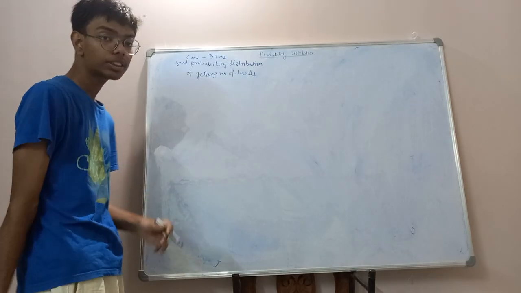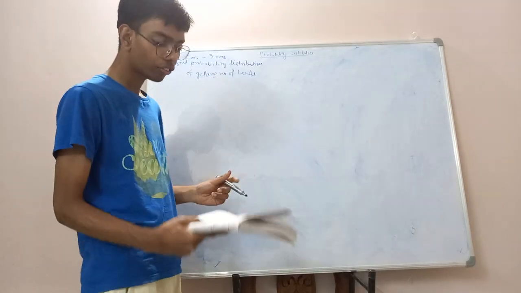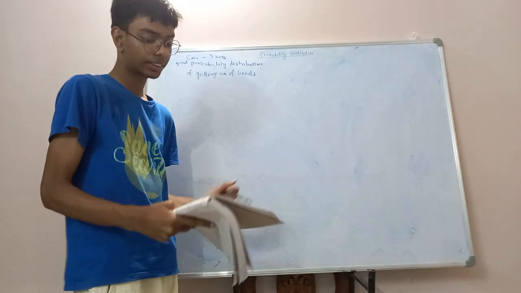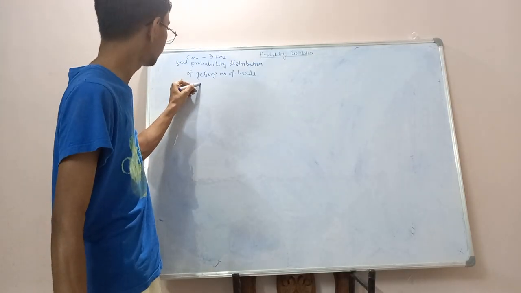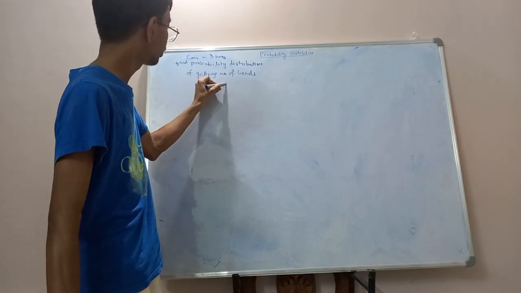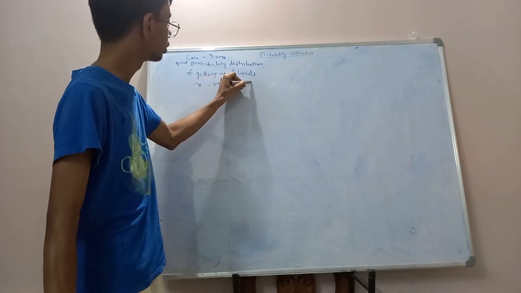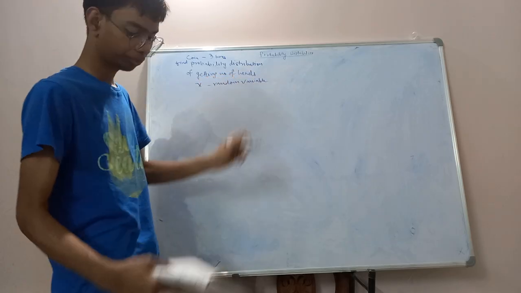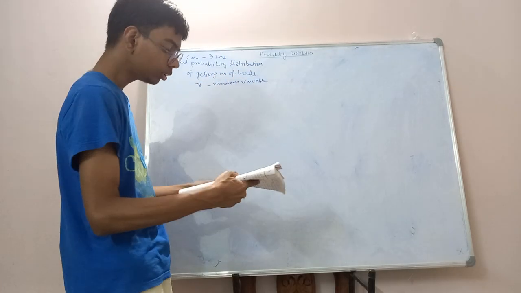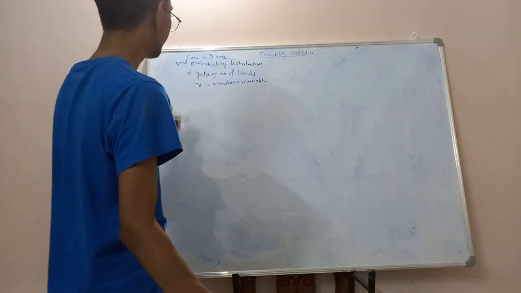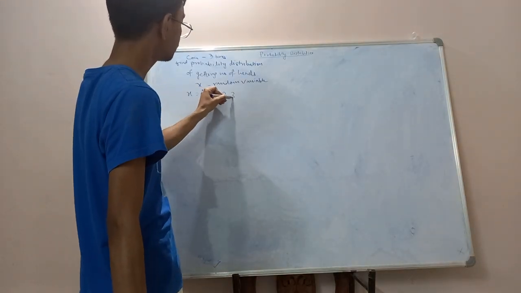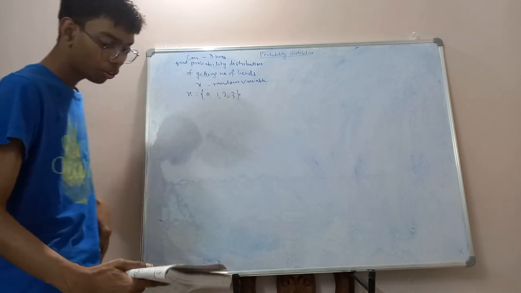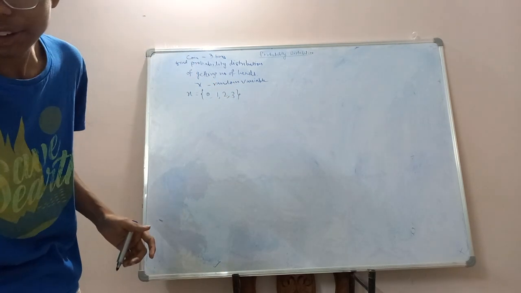So this is the concept of a random variable X. Let X be a random variable of getting heads either 0 times, 1 time, 2 times, or 3 times. First of all, I will define my sample space.